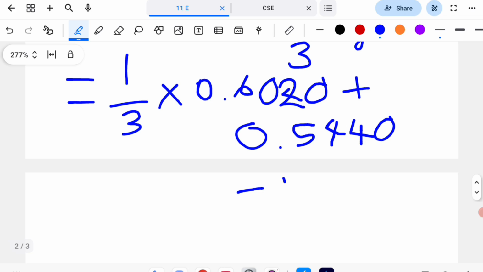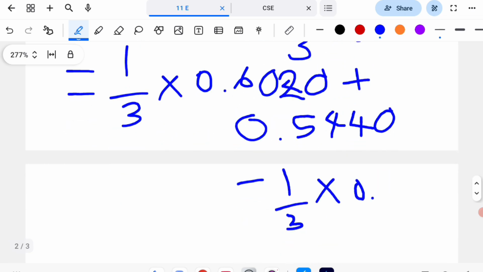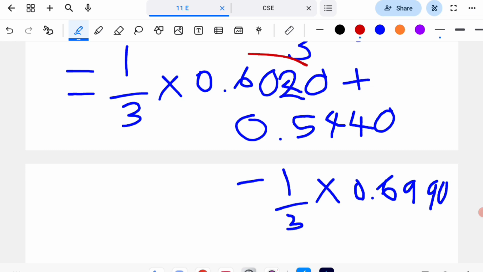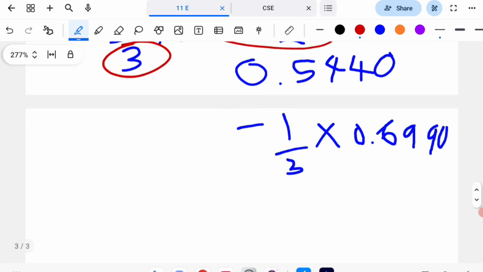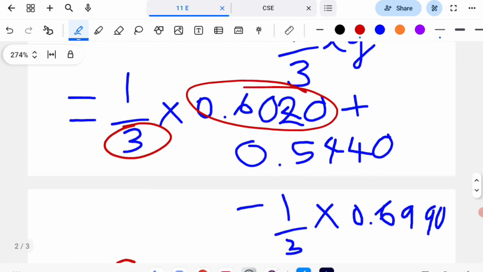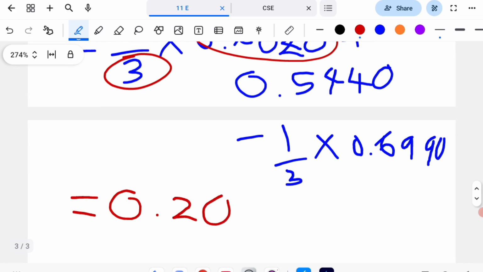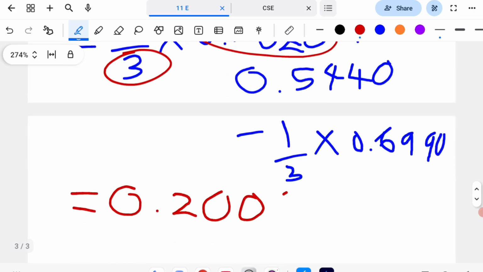Minus 1 over 3. Now there is only one whole number, 0 point. Log 5 value 6990. Then we can divide this value by 3. 0 divided by 3, 0 point. 6 divided by 3, 2. 0 divided by 3, 0. 2 divided by 3, 0. 20 divided by 3, 6.